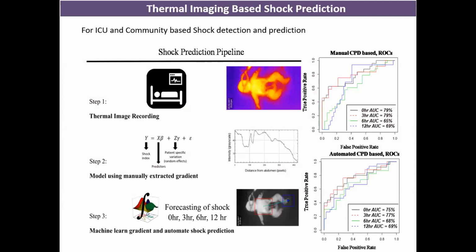Then we used a thermal imaging based pipeline in order to predict shock. Using this pipeline, we can identify the colder peripheral region and use it in the model equation to predict shock. This was done in the first step manually, in order to establish a proof of concept.